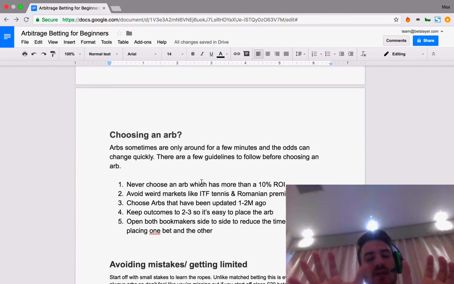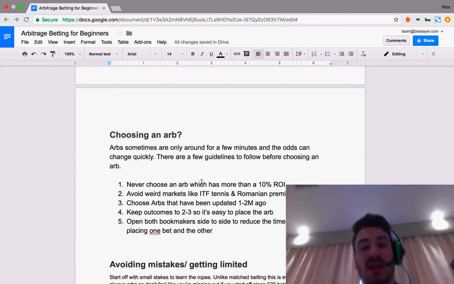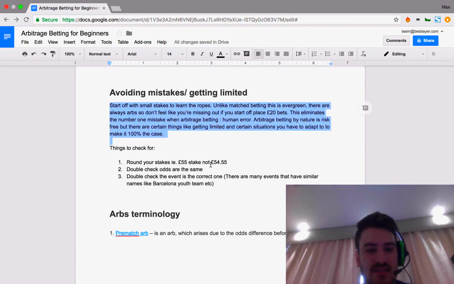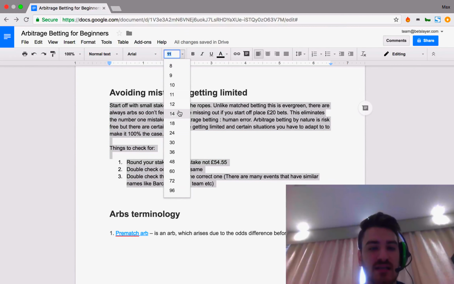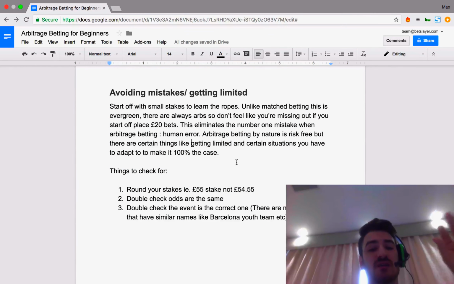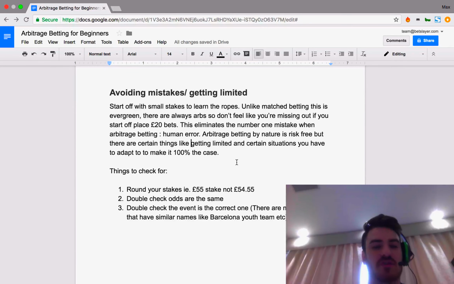Open both bookmaker accounts side to side to reduce the time gap between placing one and the other, so it's just a couple of seconds and everything goes smoothly. Avoid mistakes, getting limited, so start with small stakes to learn the ropes. Unlike match betting, this is evergreen. There is no penalization if you don't initially jump in with big bets. You're not missing out. More ARBs will come, trust me.